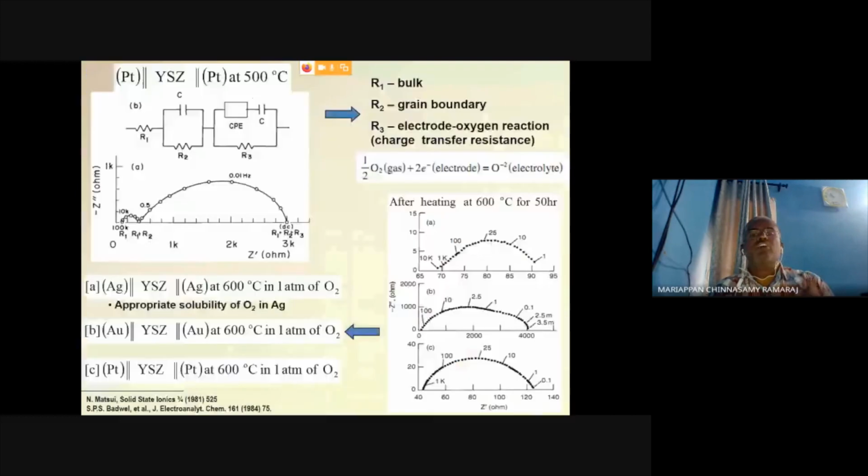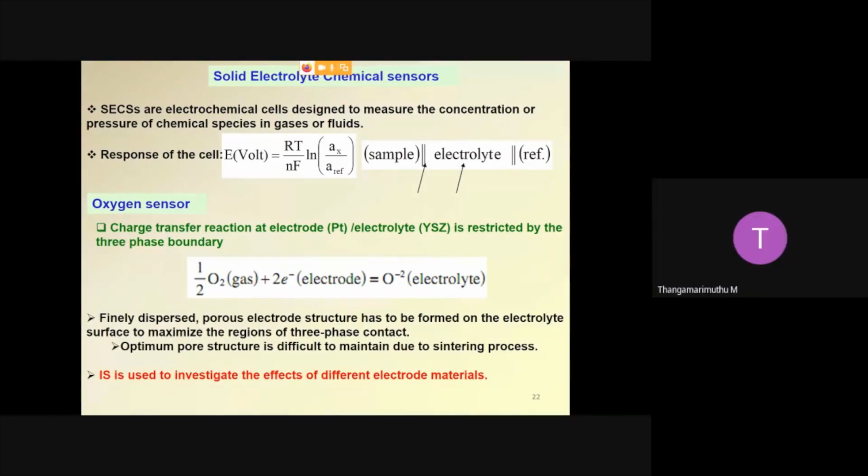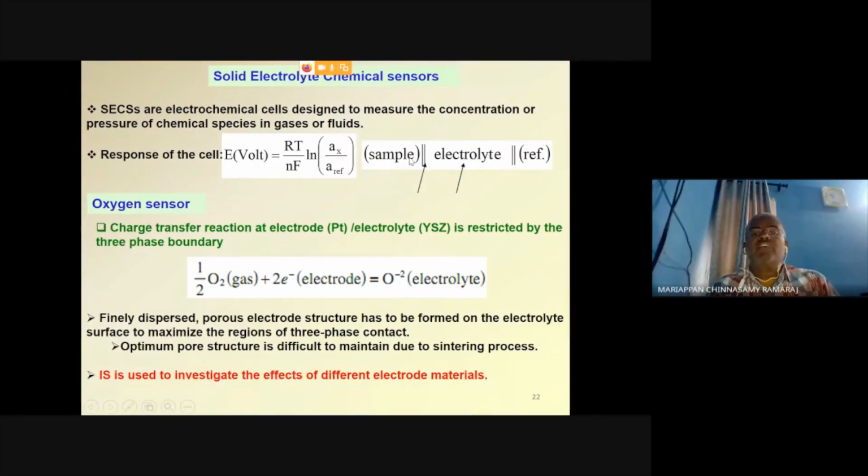Okay, so now I move on to the sensor part, a little fast because time is short. Solid electrolyte chemical sensors. As I told you, electrolytes, the ionic conductors, are used in chemical sensors, for example the oxygen sensor. Usually the sensor has the electrolyte, and on one side is the sample, meaning the analyte you want to measure, whether liquid or gas, and on the other side the reference.